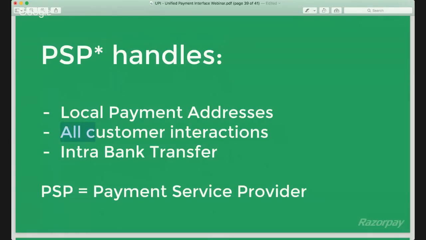By all customer interactions, it's not just limited to simple payment transfer requests. It's also about how the second factor of a payment is happening. So the second factor will happen within the payment app itself using an MPIN, which is a mobile PIN used in mobile banking services already. And this is also the responsibility of the payment service provider to handle.